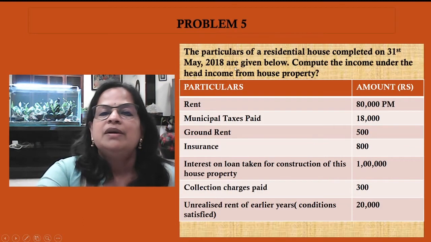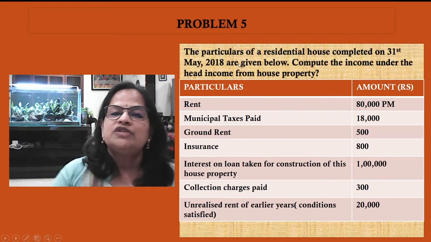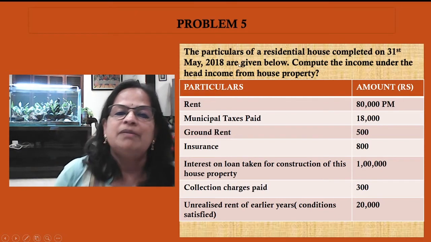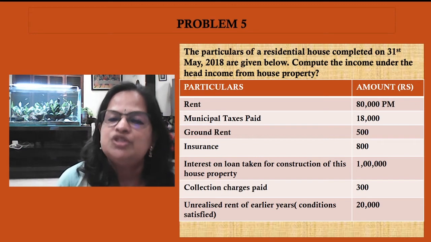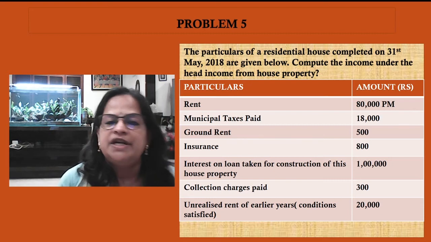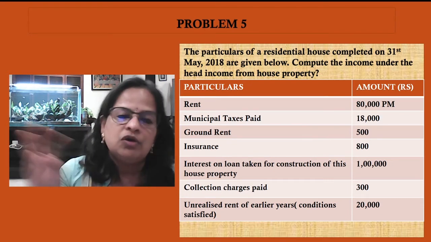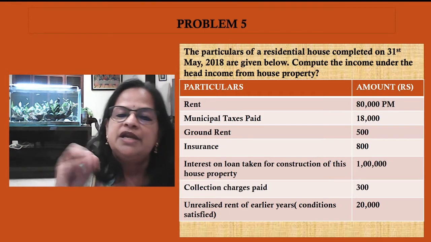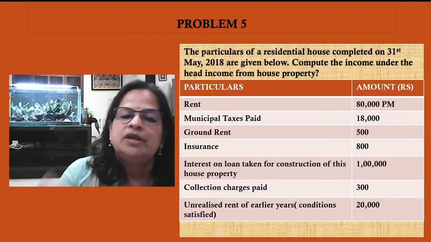Next problem. The particulars of a residential house completed on 31st May 2018 are given below. Compute the income under the head income from house property. Rent is 80,000 per month. Municipal taxes paid are 18,000. Ground rent 500 and insurance 800: these two expenses are not allowed because they are included in the standard rent. Interest on the loan taken for construction of this house property is allowed. Collection charges paid, 300, are not allowed.